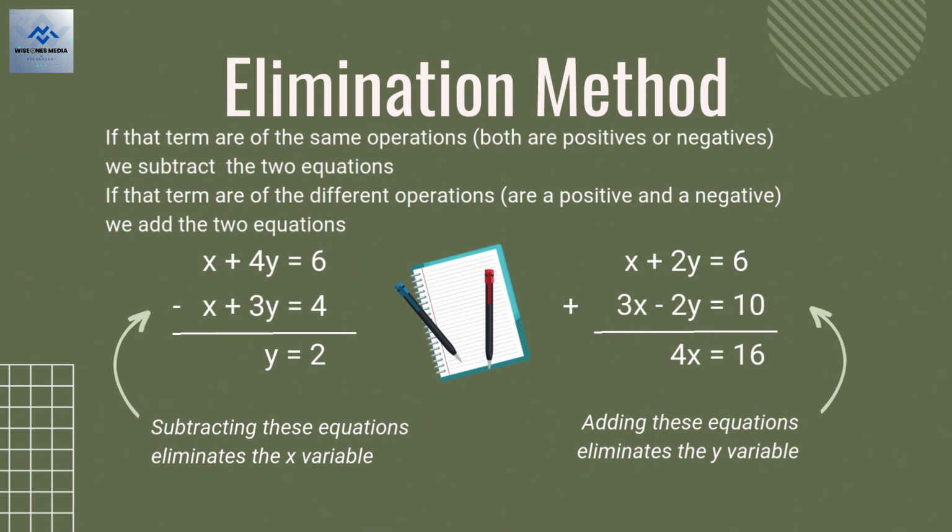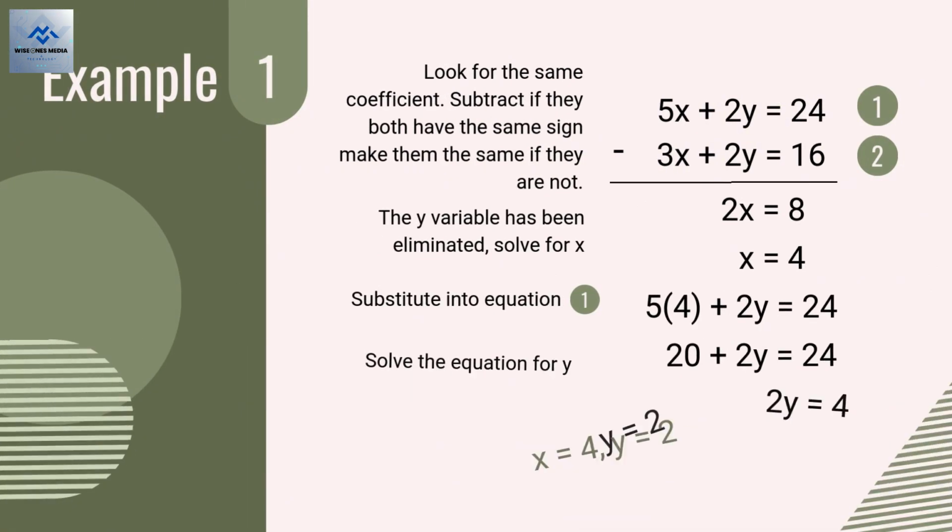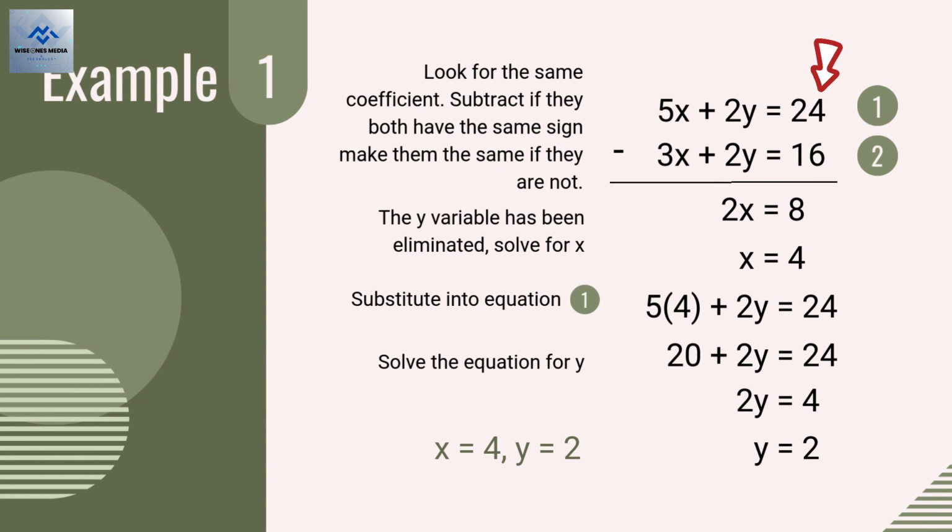Example 1. Solve the equations. First equation, 5x plus 2y equals 24. Second equation, 3x plus 2y equals 16. Both equations have the same coefficient for y, which is positive 2. Subtract the second equation from the first. 5x minus 3x equals 24 minus 16. This simplifies to 2x equals 8. Solve for x. Divide both sides by 2.